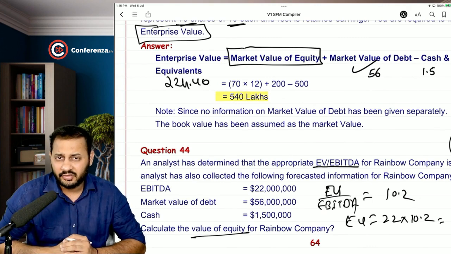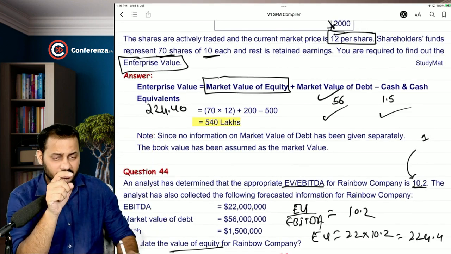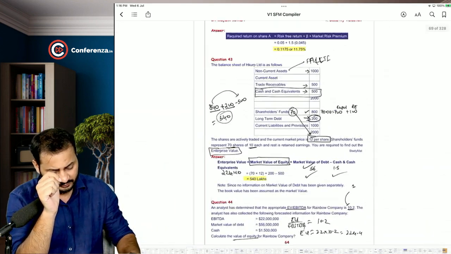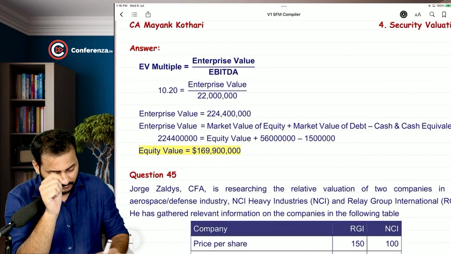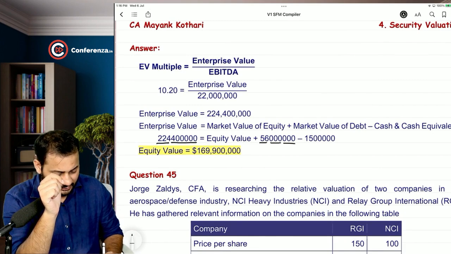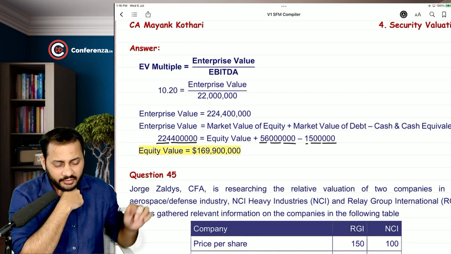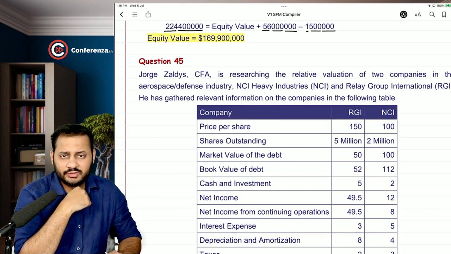Now you can easily calculate the market value of equity. Is this question a very difficult one? No. 224.4 minus 56 plus 1.5, you will get the market value of equity. Have a look. 224.4 million is equal to equity value plus 56 million minus 1.5 million. The equity value comes down to 169.9 million. Okay, let's move on to the next question.